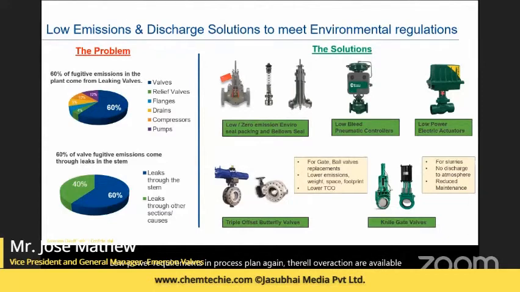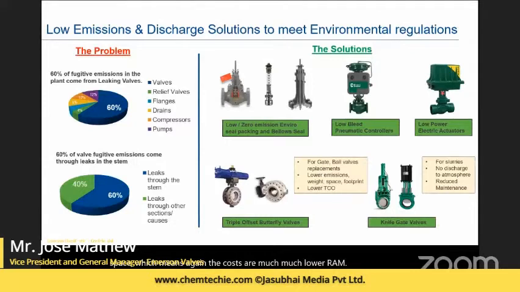The other solutions which you see at the bottom are some specific valve types, like a gate valve, which inherently, because of its design, has higher emissions. So there are triple offset butterfly valves available which can replace those gate valves or ball valves, which means they give only lower emissions to the environment. The other advantage is they have a lower footprint in terms of weight and space, which means the total install cost and total cost of ownership are much lower.